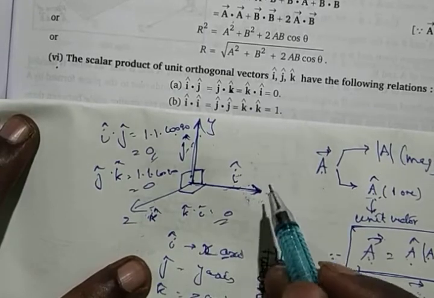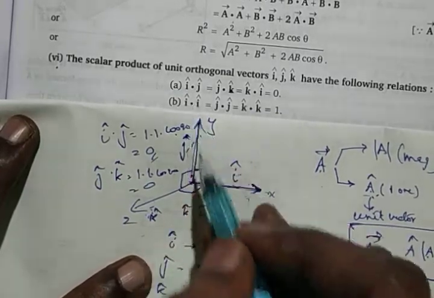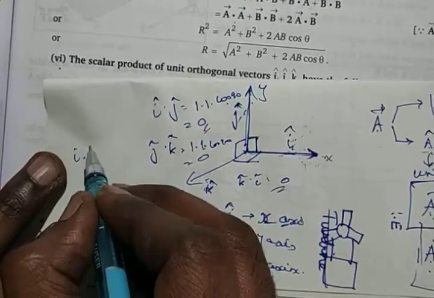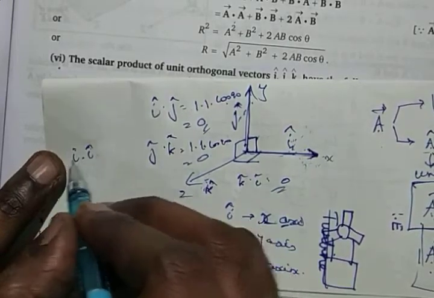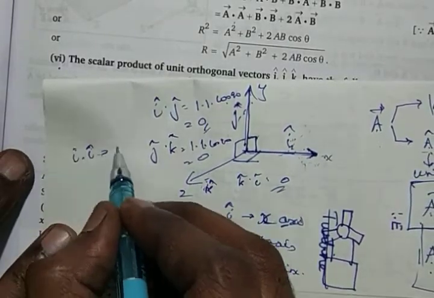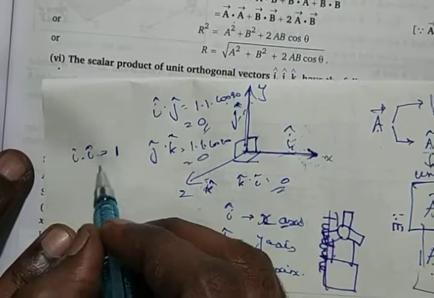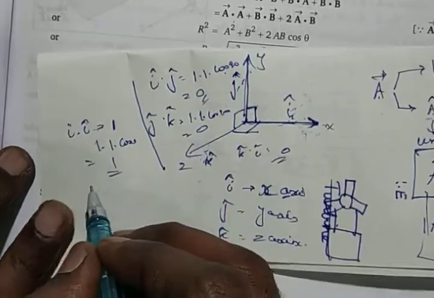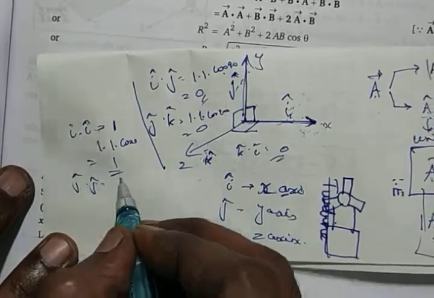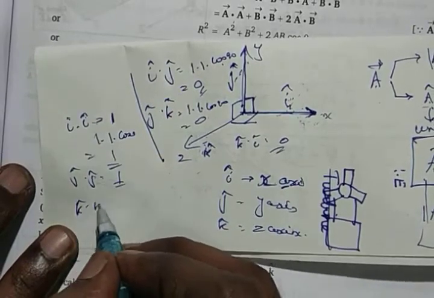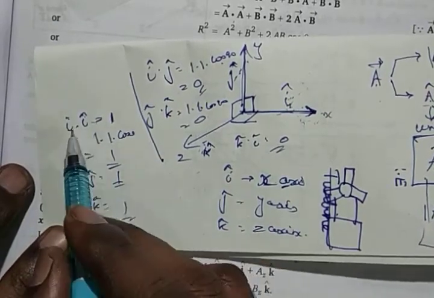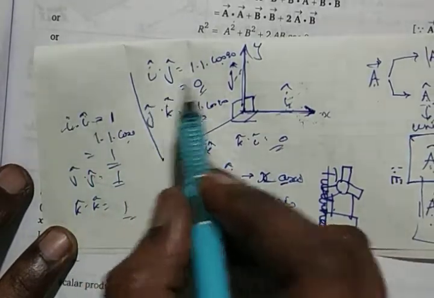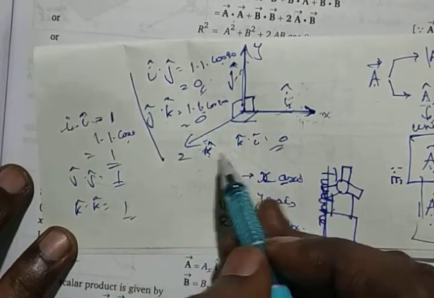k dot I is equal to 0. But here, I into I vector, what will happen? If you multiply an I vector with I vector itself, what will happen? I dot I. We already saw this: two vectors multiplied within itself will be equal to 1, because 1 into 1 into cos 0 is equal to 1 itself. J dot J is equal to 1. K dot K is also equal to 1. So multiplying I and I together gives 1, J and J 1, K and K 1. But I and J is 0, J and K is 0, K and I is 0.